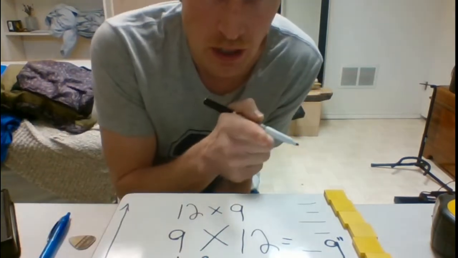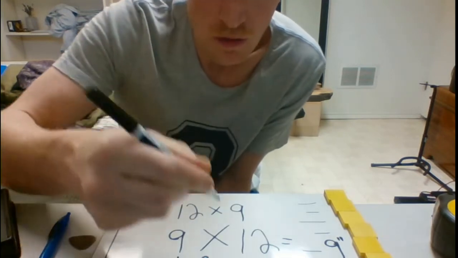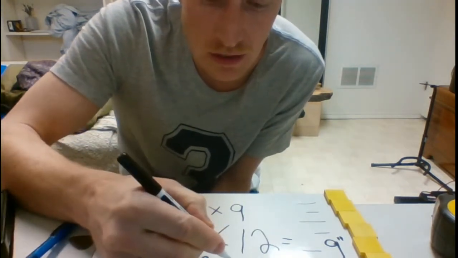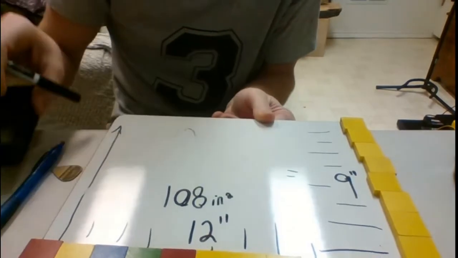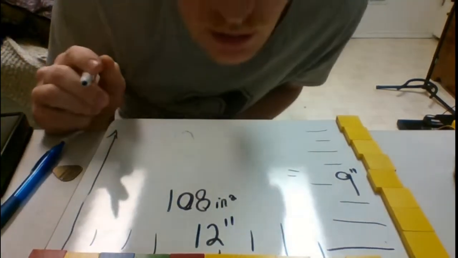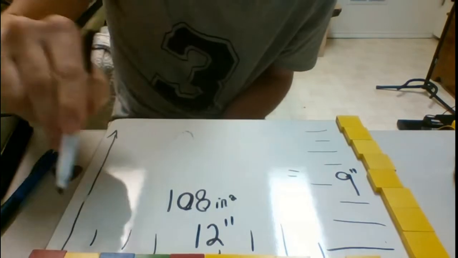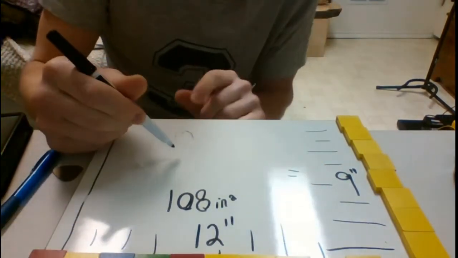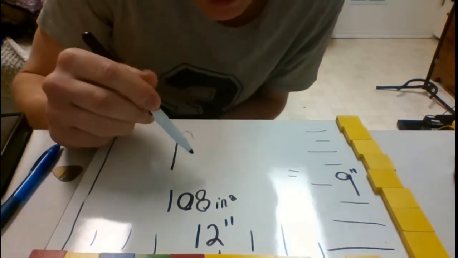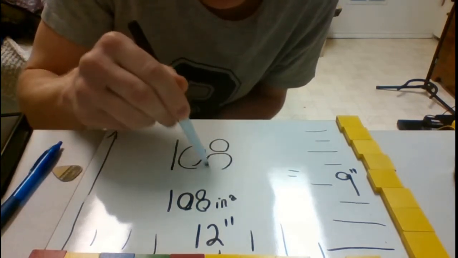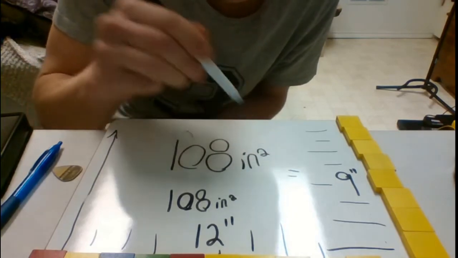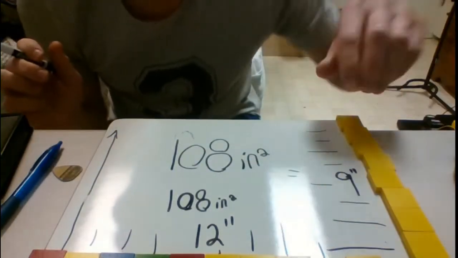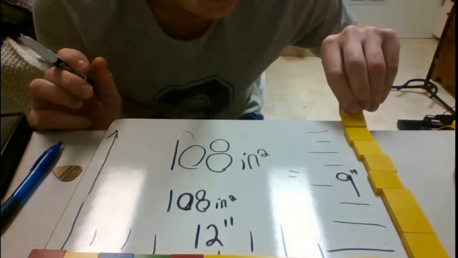But it's not just one direction. We're thinking of length and width. So we need to say 108 inches squared. So 9 groups of 12 would fill up that entire whiteboard. 9 times 12 is 108 inches squared. These are square tiles, so we're thinking squared.